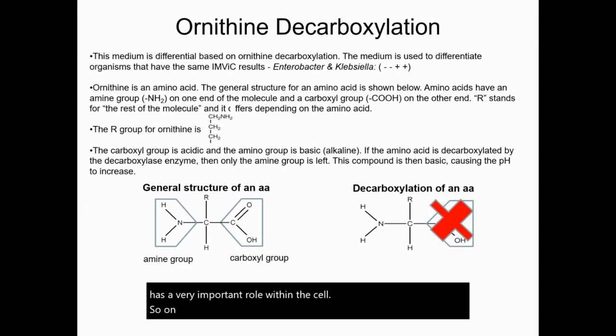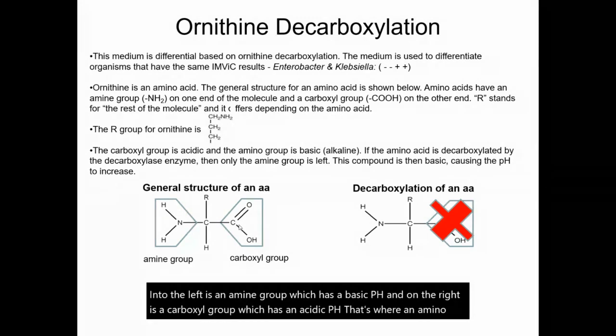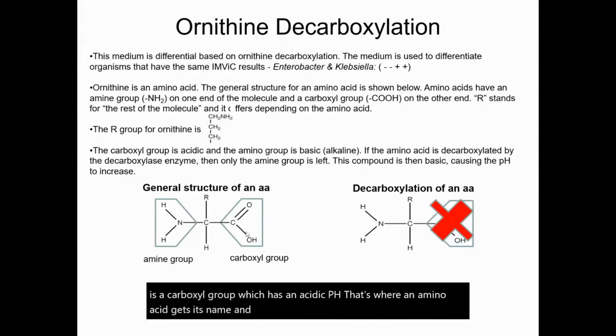So on the bottom left, you see the general structure of an amino acid. You'll notice it has a central carbon, and to the left is an amine group, which has a basic pH. And on the right is a carboxyl group, which has an acidic pH. That's where an amino acid gets its name, an amine group and an acid group, so amino acid. And then you'll notice there's this R group right here, and that's going to be what makes each amino acid unique. The R group is different for every single amino acid.